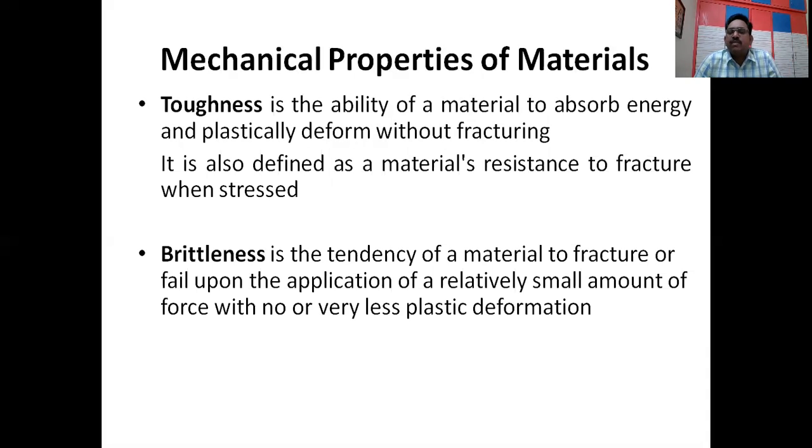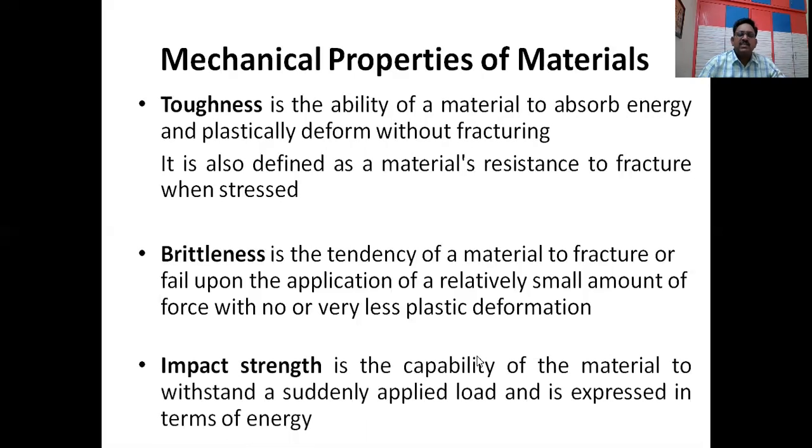So it's the tendency of the material to fracture or fail upon the application of a relatively smaller amount of force with no or very little plastic deformation. Generally, brittleness is the opposite of ductility and malleability. There, plastic deformation occurs, whereas here there is no plastic deformation or a very negligible amount. So immediately it will break. If we take a glass and try to pull it, it will break immediately without any deformation. Similarly cast iron. So this is brittleness. And the next one is impact strength.